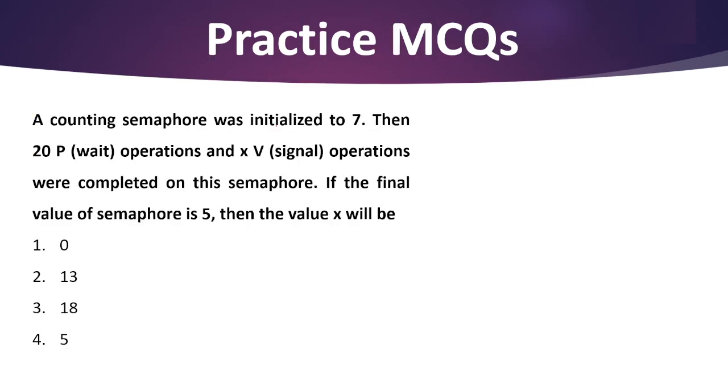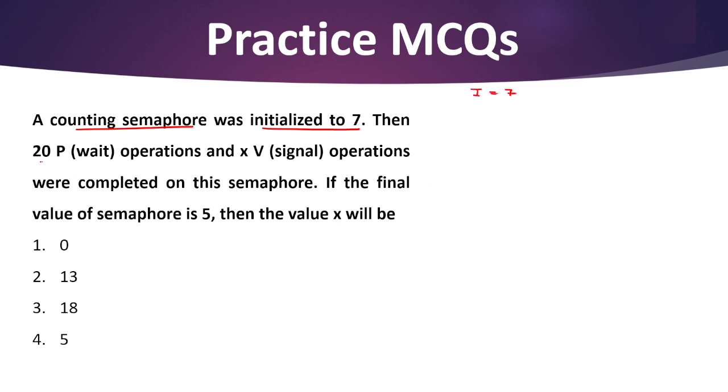The counting semaphore was initialized to 7. Remember one point in counting semaphore: sometimes we have to find the value of signal, sometimes the value of wait, or sometimes they ask us to find the final value of the semaphore. To find all these things we have only one formula. So in this question they have given the initial value as 7.